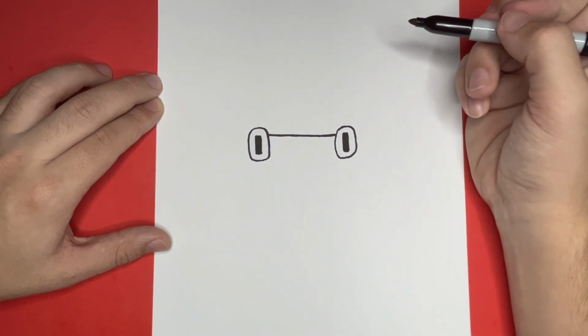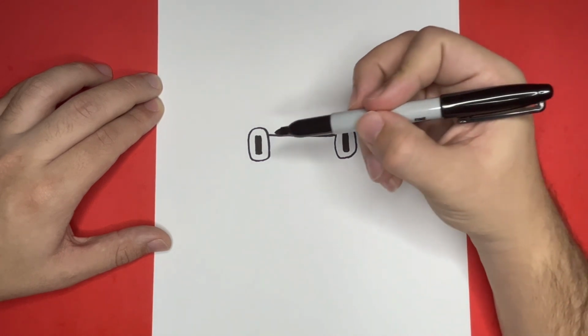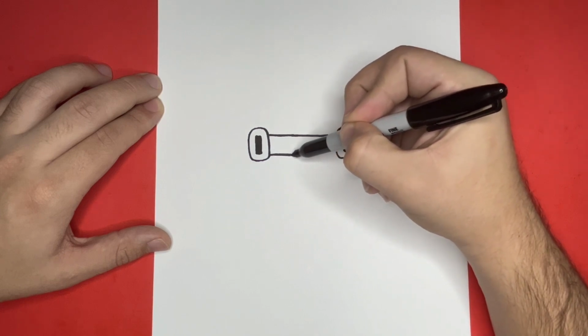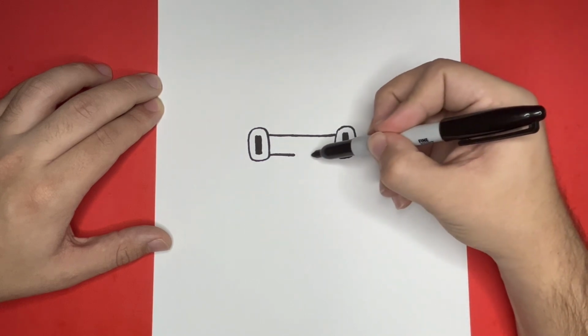Next, right below this line, let's go ahead and draw two smaller lines that will connect to the eyes. These two lines will not connect because we're going to leave a small gap for the bottom part of the T.